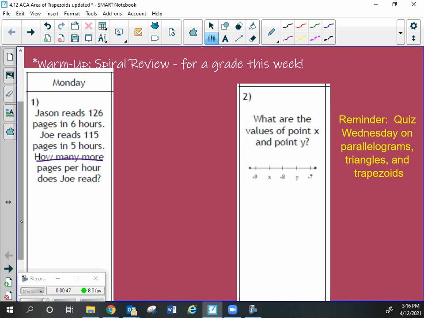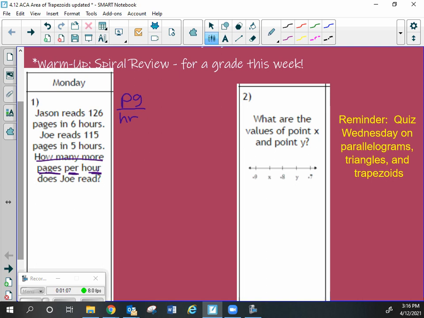I need to figure out how many pages per hour. So that actually tells me how to set it up. I don't want to figure out how much they are in 6 hours or 5 hours. I want to first figure out how much is in 1 hour. Very good. But again, this tells me what I'm going to do over what. Pages per hour means I'm going to do pages per hour. That's how I would set it up.